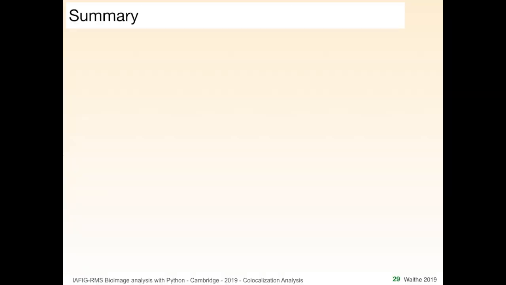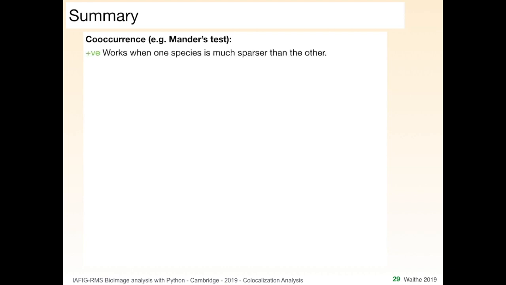So I talked about co-occurrence, the Manders test. This works when one species is much sparser than the other. So you don't want to use the Pearson's test if you've got a lot of black pixels in one channel versus the other, right? Because then wherever you draw your cell, you're still going to have a lot of black pixels. So the Pearson's test isn't great if one of the distributions is much sparser than the other. But with the Manders test, because you're thresholding, you're just looking at the thresholded pixels and whether they overlap. And so this is much more tolerant if one of the distributions is much sparser than the other. Okay, if that makes sense.